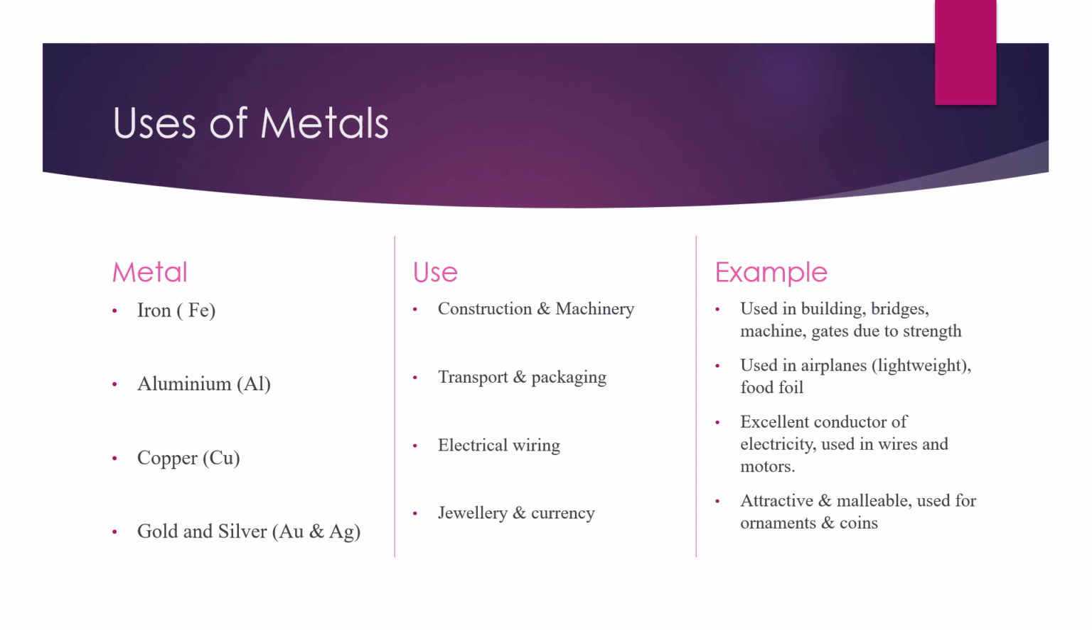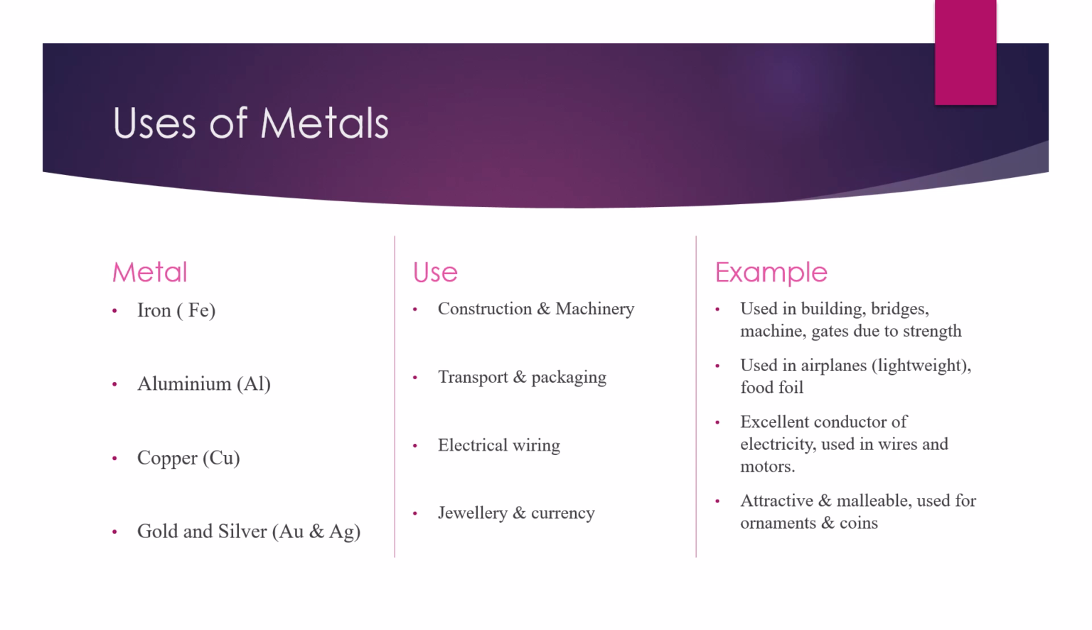Next, uses of metals. Here are the metals, their uses and examples. Okay, first is iron. Iron is used in construction and machinery. For example, iron is used in buildings, bridges, machines, gates due to its strength. Next metal is aluminium. Aluminium is used in transport and packaging. For example, it is used in aeroplanes and food foil.